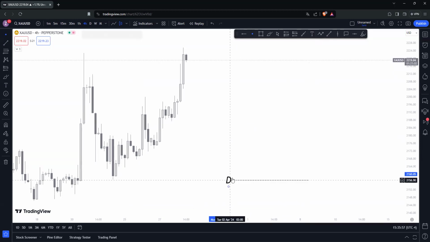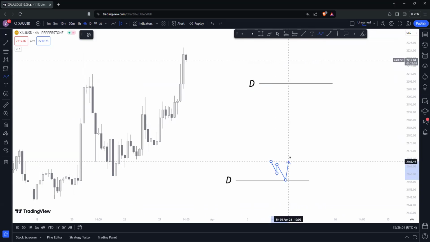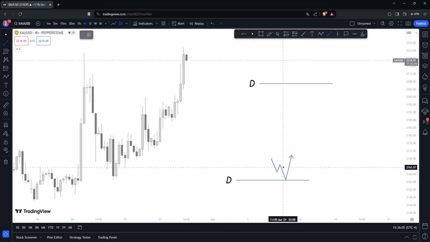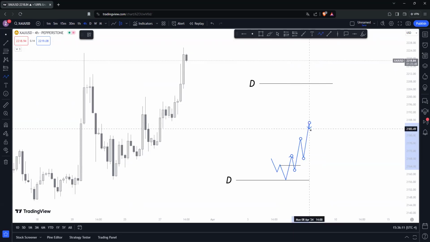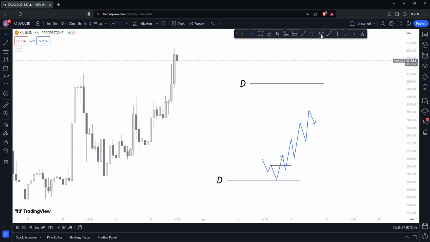What are we going to have here? Daily to daily. Daily breakout, sorry, H4 breakout. H4 pulls back and then goes up. Continuation, pulls back, goes up. Continuation, pulls back, goes up. Now the next closest daily right here can actually be a setup.